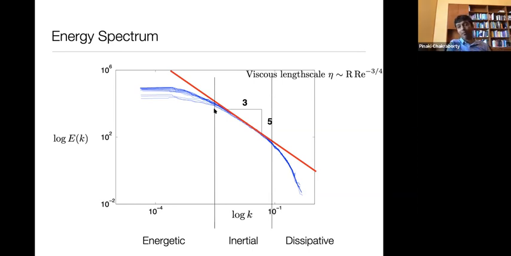And in the analysis that I presented so far, we just simply assume it's minus 5/3 throughout. We neglected the dissipative corrections and the energetic correction. So let's take these corrections into account and see how far we can go with these simple ideas.